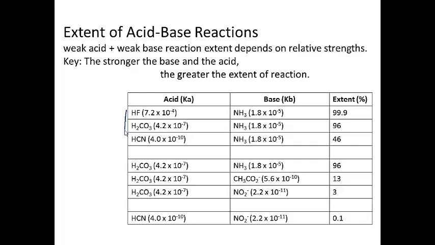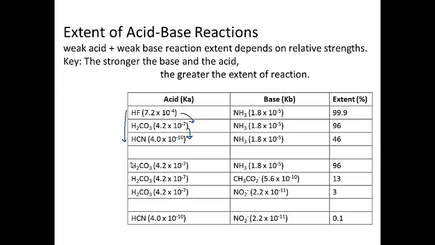If you go from HF to carbonic acid to HCN, what happens is as the acid gets weaker, the extent of the reaction gets smaller. So as you go from HF to H2CO3, the Ka goes down by about 1,000, and the extent of reaction becomes less. As you go from carbonic acid to HCN, that is, the Ka decreases about another 1,000, and the extent of reaction goes down significantly further. So the weaker the weak acid, the less the reaction goes. Now let's look at the effective bases.